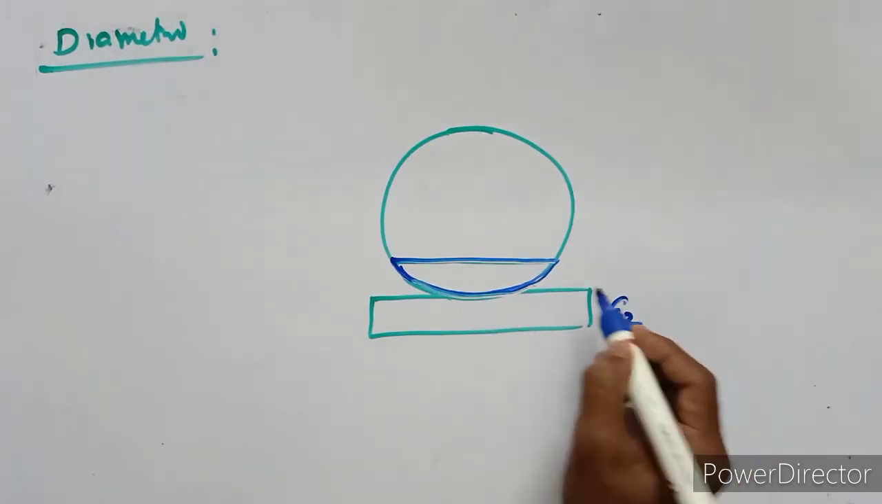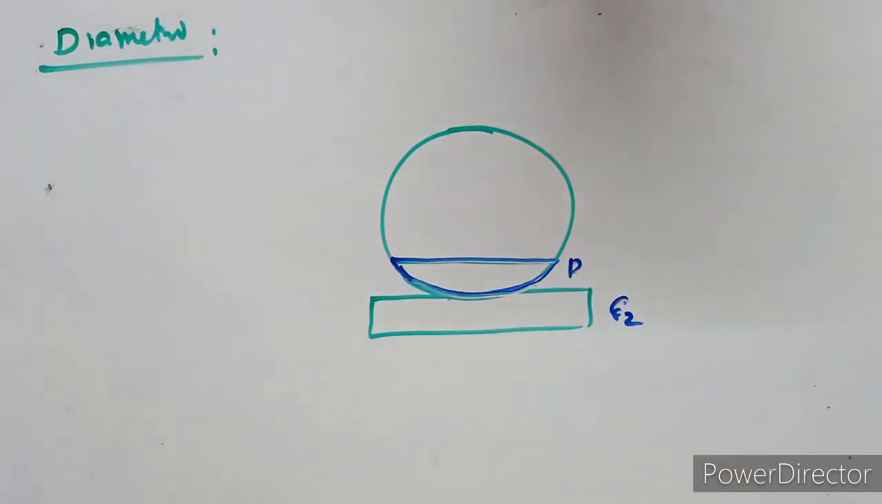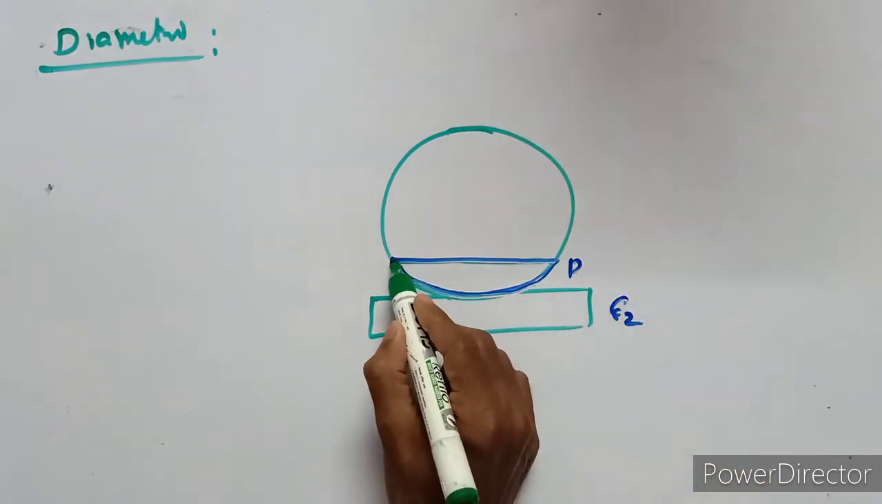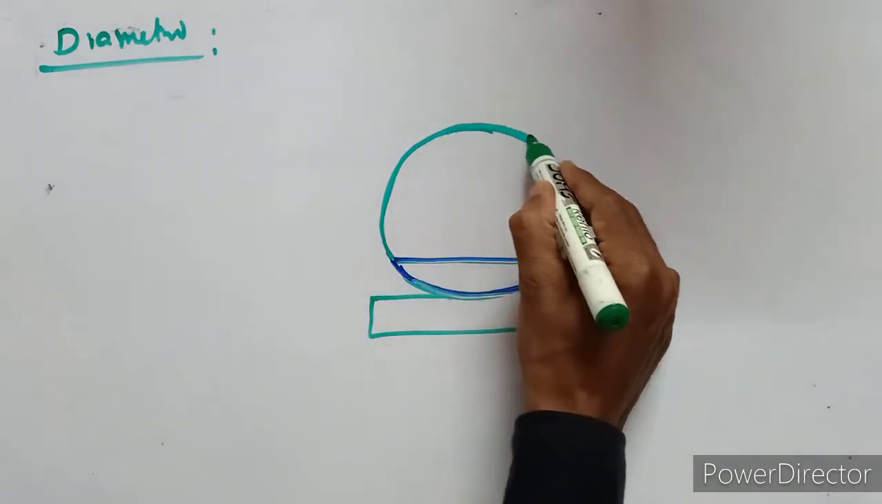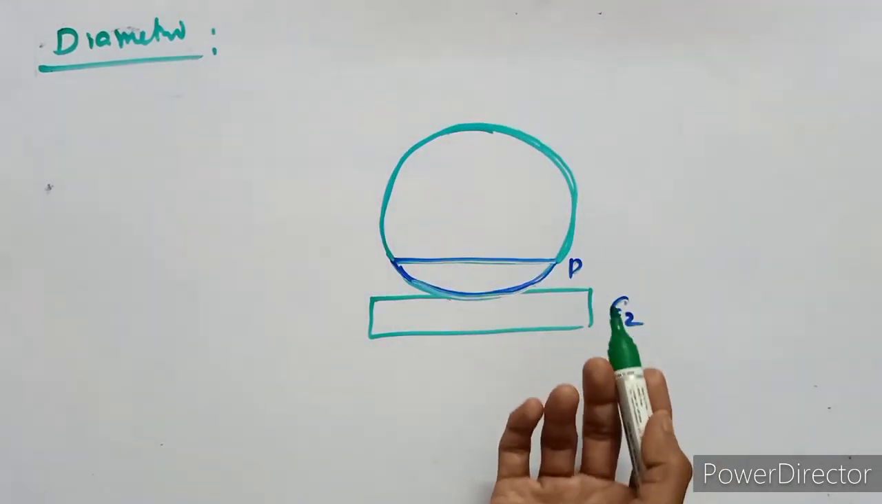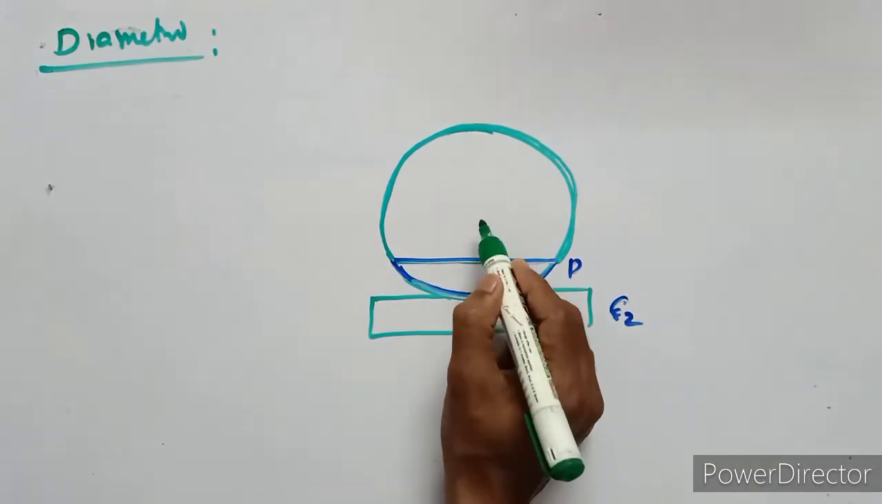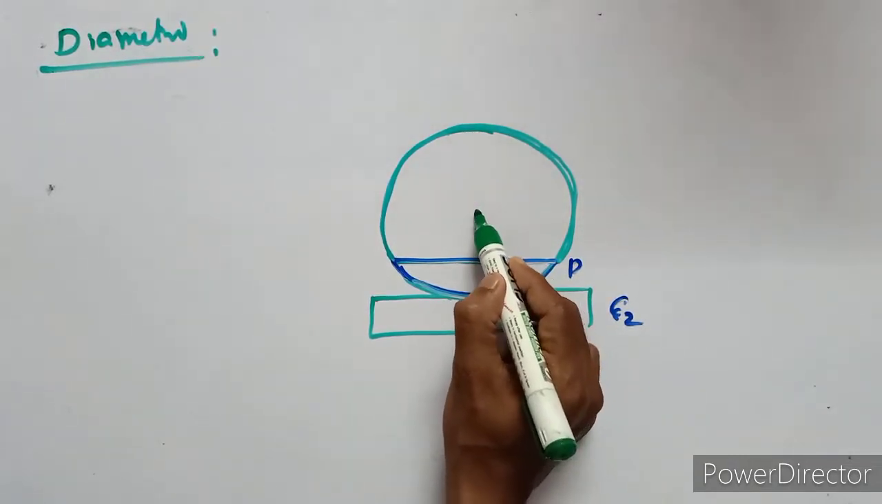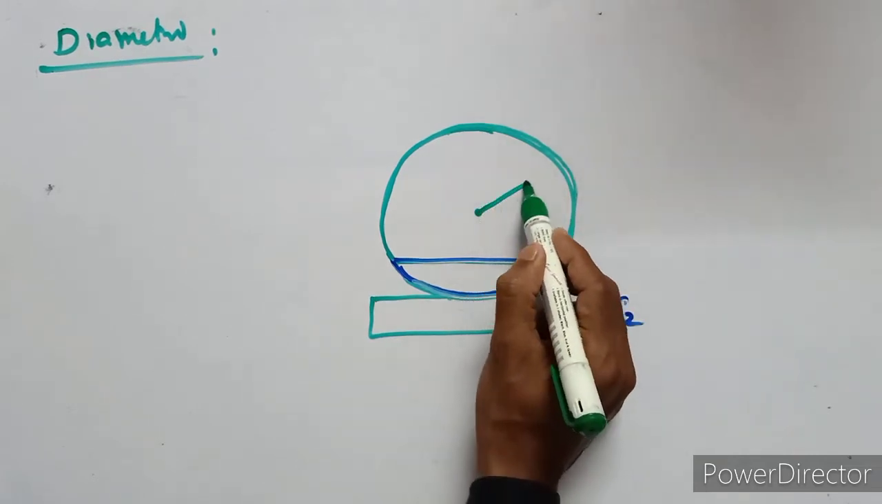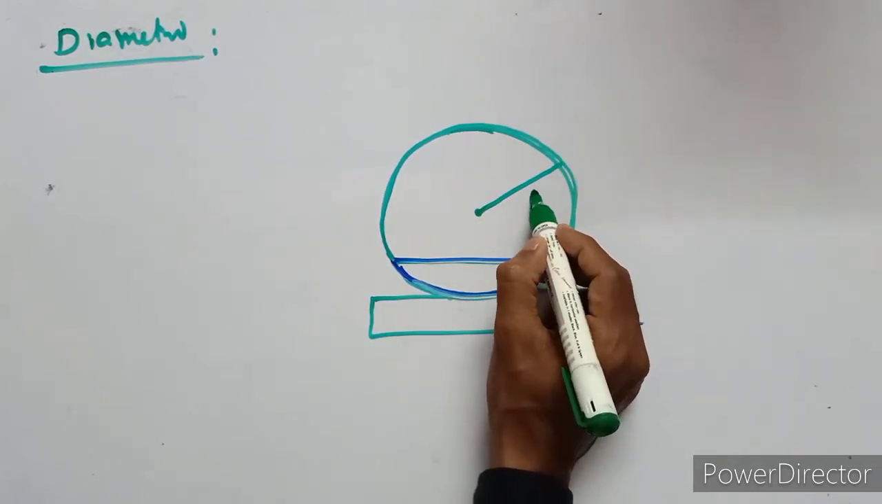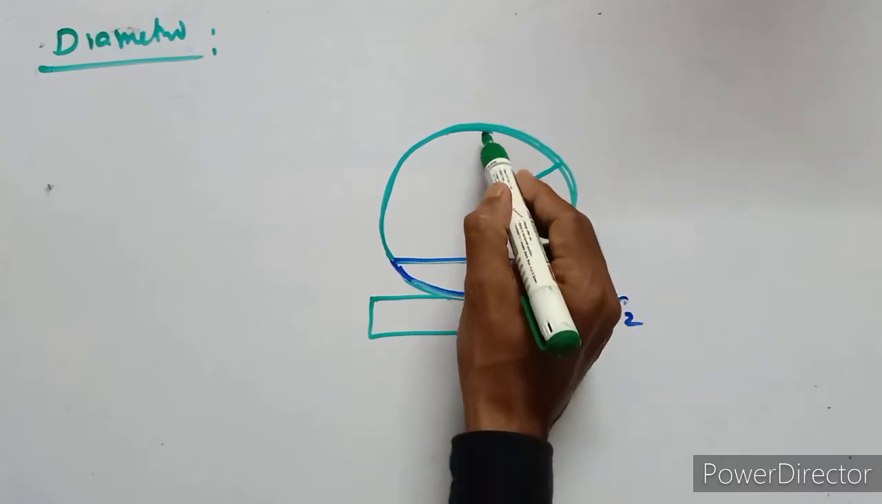This is the glass plate G2. This is the plano convex lens P. For the purpose of calculating the diameter, this certain part is extended and we construct the total circle. So this is the circle, this is the center point, and this is the radius of the circle.